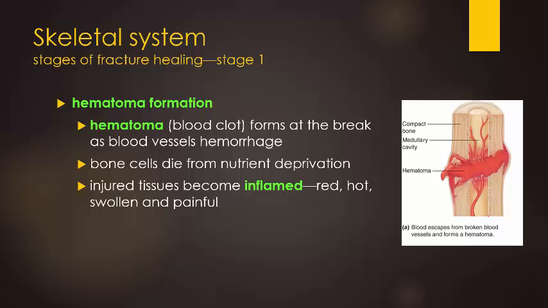And so a blood clot forms internally as the blood vessels that are broken hemorrhage. And that forms what is called a hematoma. That's that soft mass of blood clot. Now, a blood clot is not going to hold bone ends in place, but it will have a function that we'll see about in just a minute.